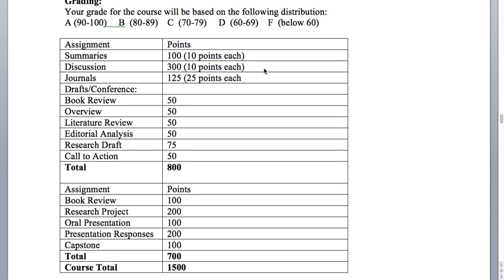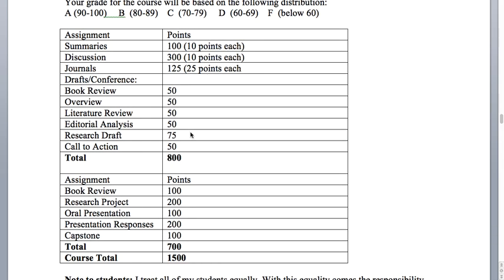Let us see. So we have a lot of different summaries and different assignments. The course total is going to be roughly 1,500 points, with the bulk of it from writing. So basically all of this from here on down is your major writing assignments. Coursework, our busy work essentially.